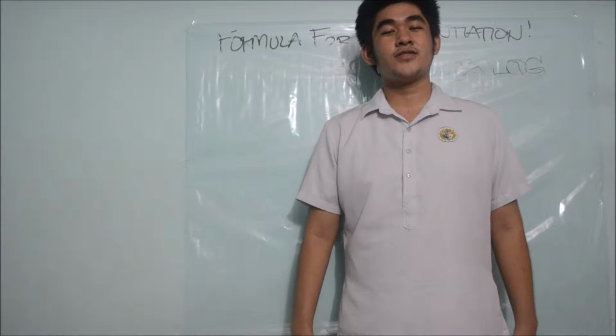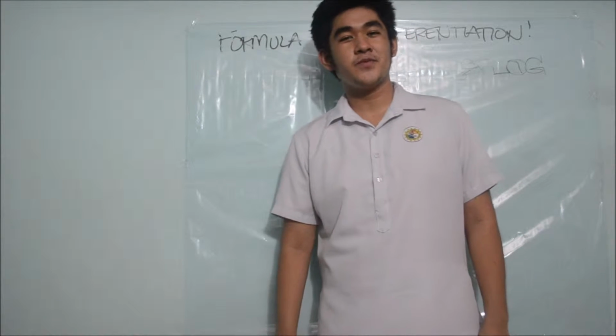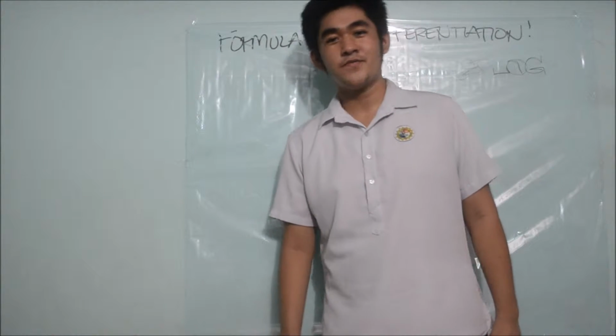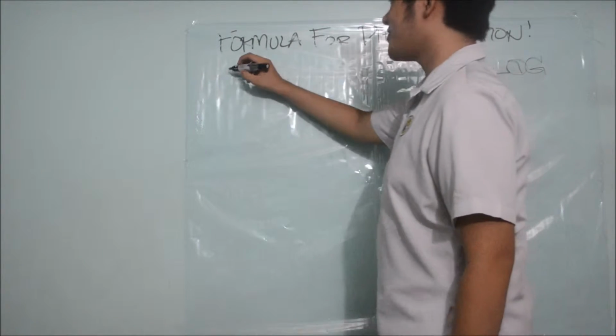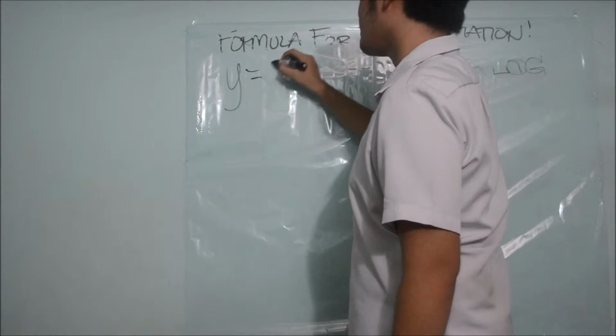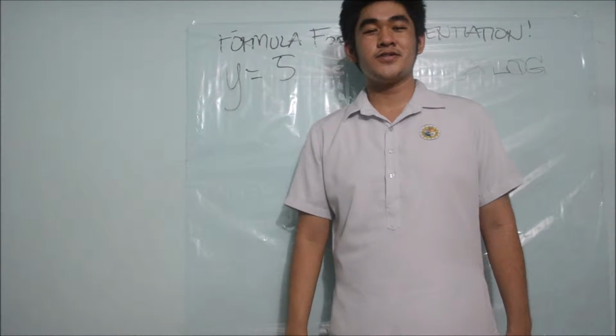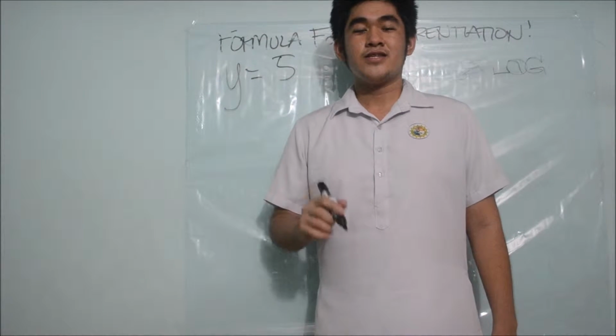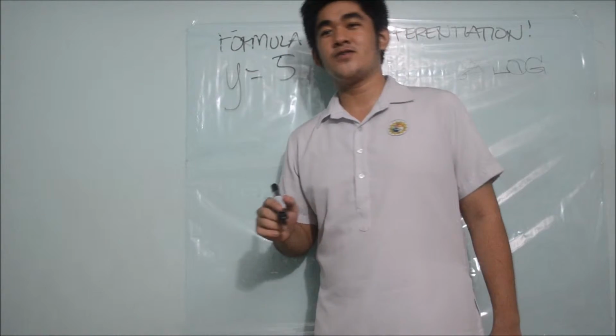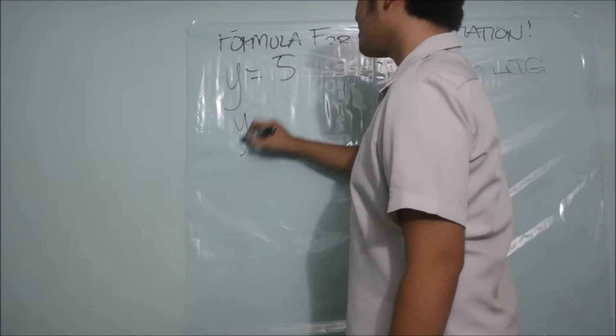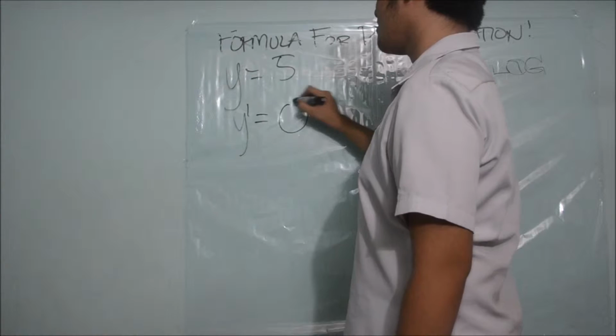Now I'm here to talk about the example for the first formula of differentiation. If we are asked to get the derivative of this equation, y is equal to 5, since the first formula for differentiation states that the derivative of a constant is always 0, then we can say that the derivative of this equation is equal to 0.